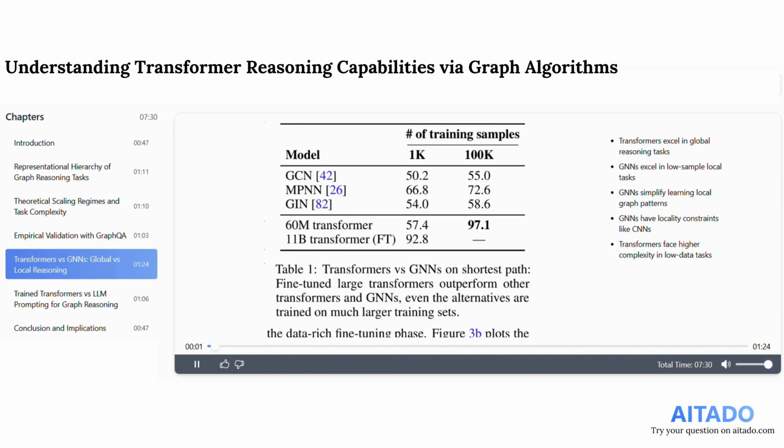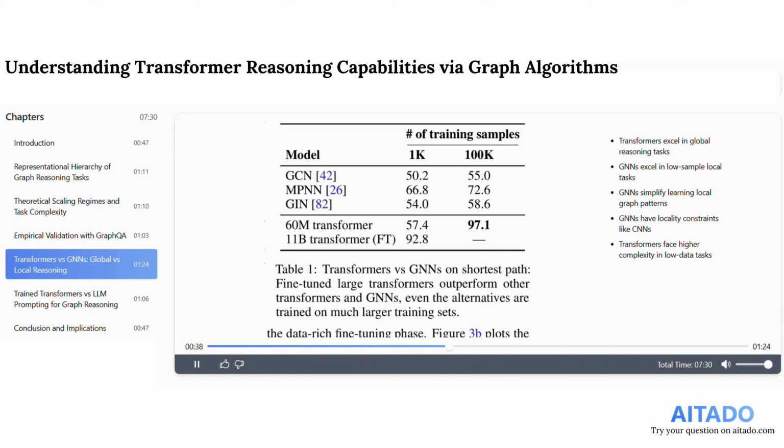The discussion now shifts to comparing transformers and graph neural networks, GNNs, in terms of global versus local reasoning capabilities. Transformers are highlighted for their strengths in global reasoning tasks, allowing them to collect and process information from disparate nodes effectively. This is particularly useful in tasks involving connectivity and shortest path calculations. On the other hand, GNNs are recognized for excelling in local tasks with low sample regimes. Their design, which simplifies learning local graph patterns, gives them an advantage in these scenarios.